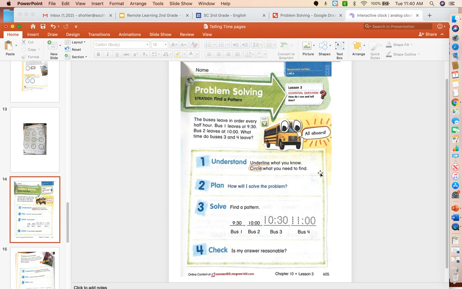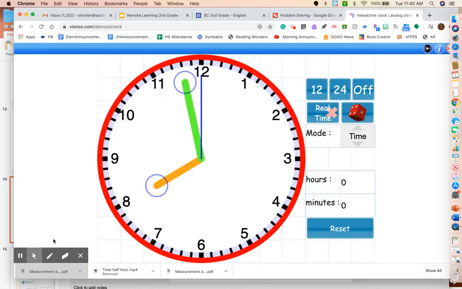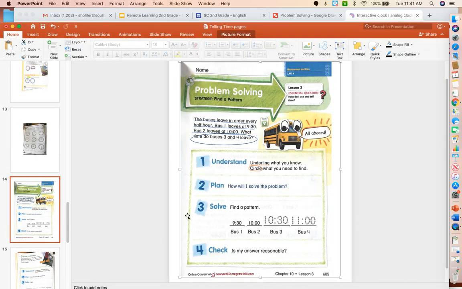Now it says to circle what you need to find. That's what's left. What time do buses 3 and 4 leave? So go ahead and underline and circle those parts of the problem. Your page should look something like my page, where I have underlined the information that we know and circled what our question is and what we need to find out. Our plan is how we're going to solve the problem. We've decided that right now we're going to find a pattern.